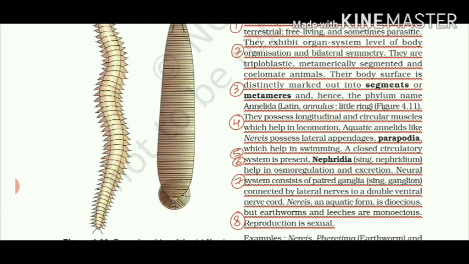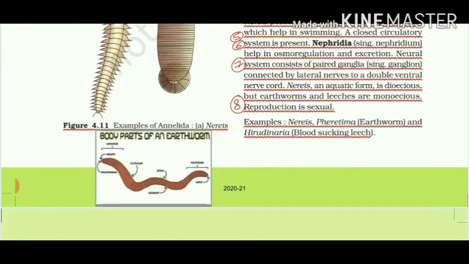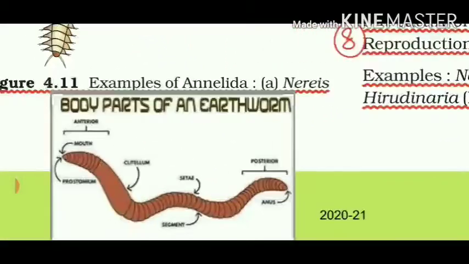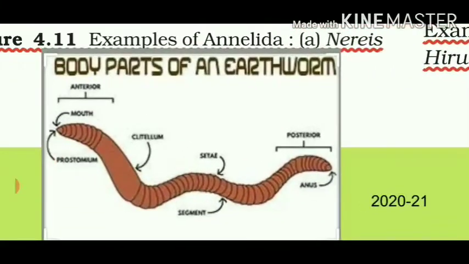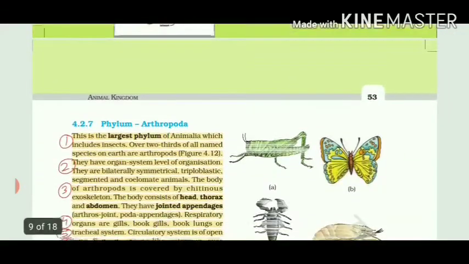In the case of Nereis, it is dioecious, but earthworms and leeches are monoecious in nature. And reproduction is sexual only. There is no asexual reproduction. And examples you can learn. Here I have shown earthworm body parts. You can see the mouth, then the prostomium, a small lobe that is present, segments in the body, and the posterior part has the anus. That's why we can say the digestive system is complete.